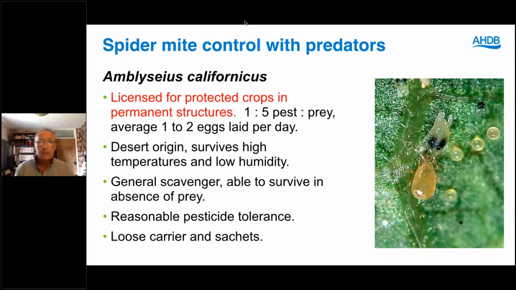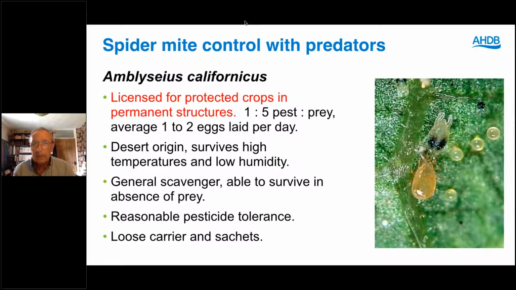Okay, Californicus is the one I think most people would have heard of. Again, that pest ratio is not as voracious as Phytoseiulus. They're roughly the same size, maybe slightly larger than the prey, but licensed for protected crops in permanent structures. This is a glasshouse. So again, it has license restrictions in the UK.